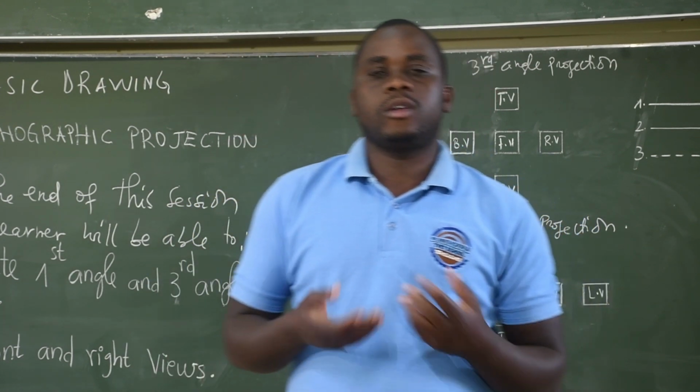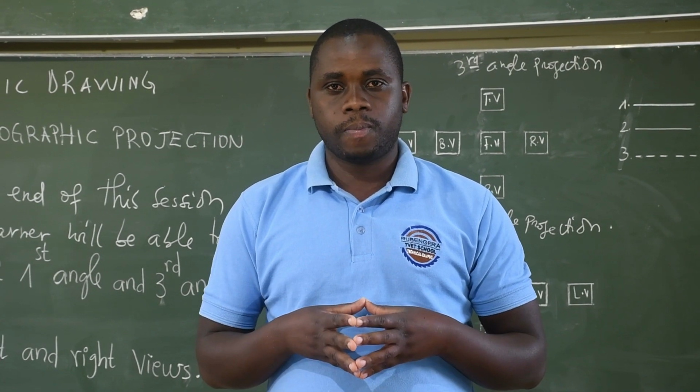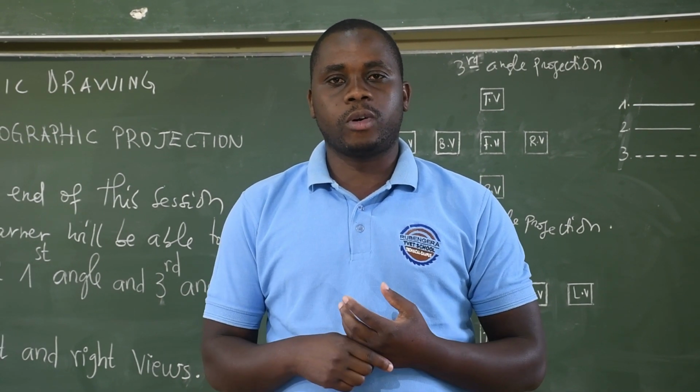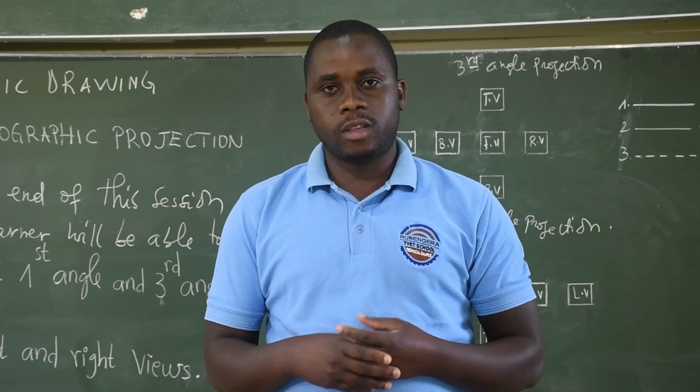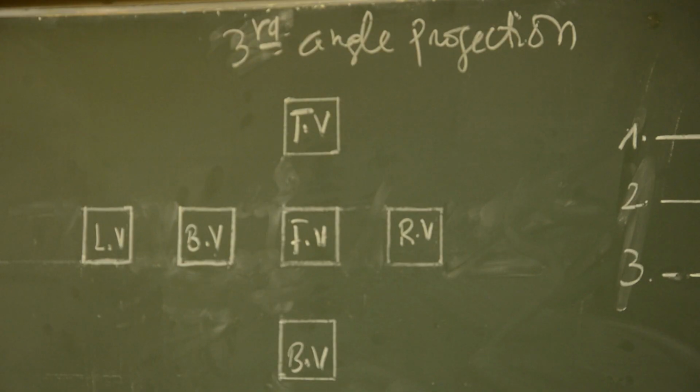In order to find those views, there are two main arrangements that we do. The first one is what we call third angle projection, and the second one is first angle projection. In the third angle projection, we start with front view. Then on top, we have top view. At the bottom, we have the bottom view. In the right side, we have the right view. In the left side, we have the left view and back view.